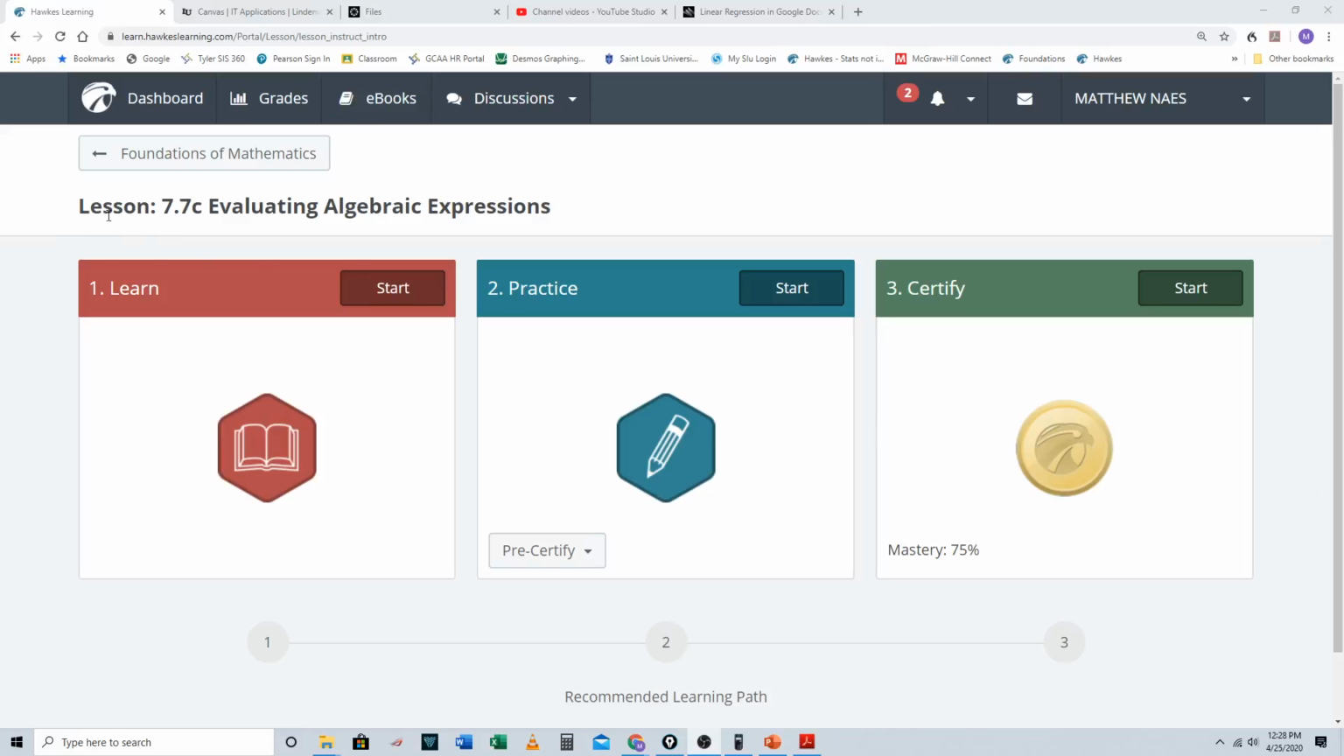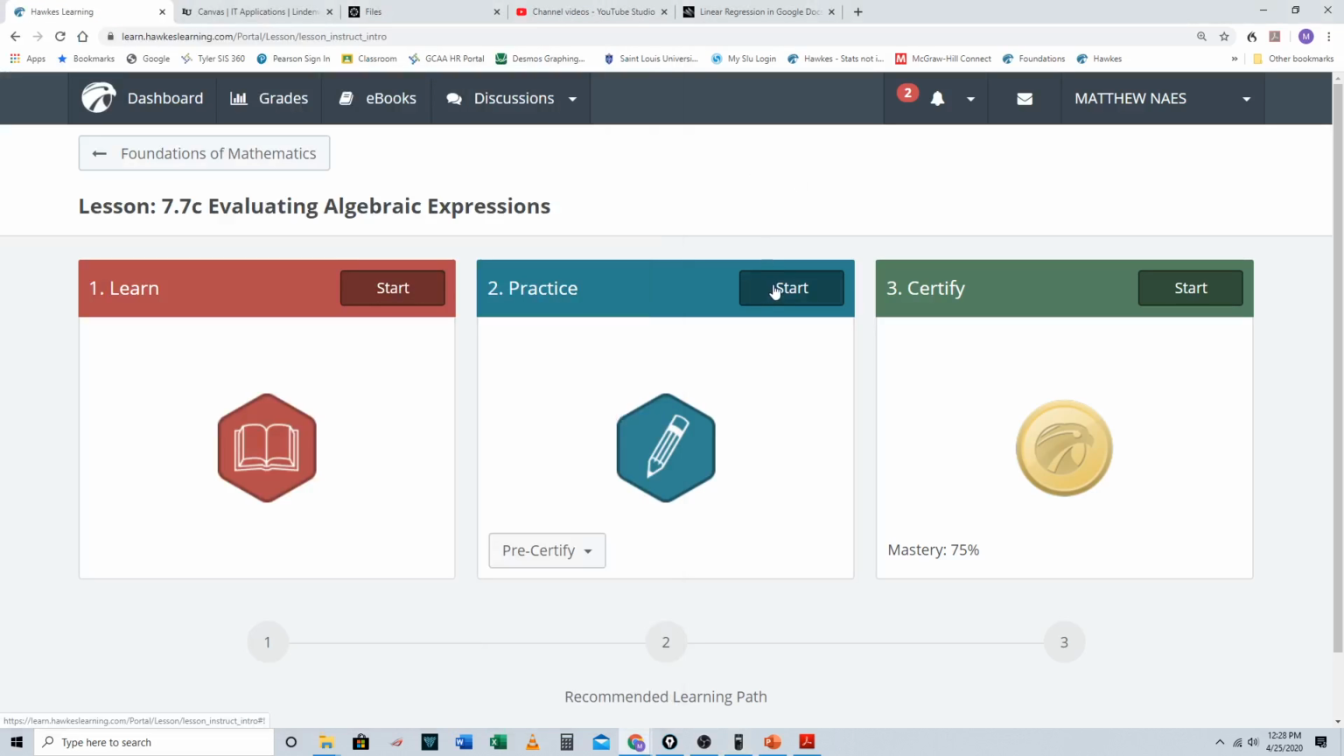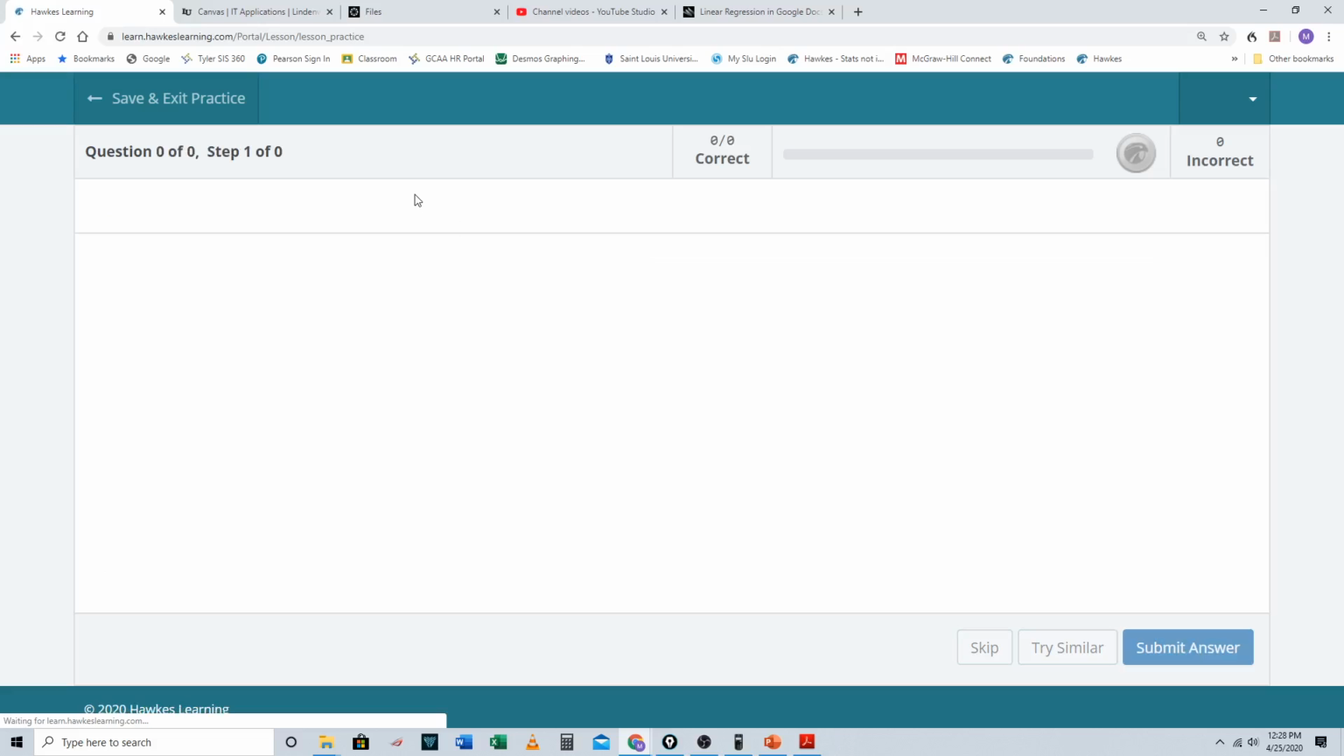All right. Last lesson for 7.7, 7.7c, evaluating expressions. So here you're going to want to bring out your calculator. We're going to do a lot of it on this calculator, so I'm going to set it up first.